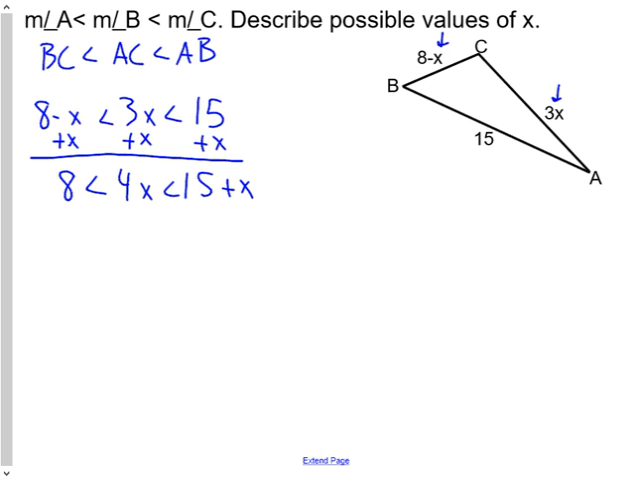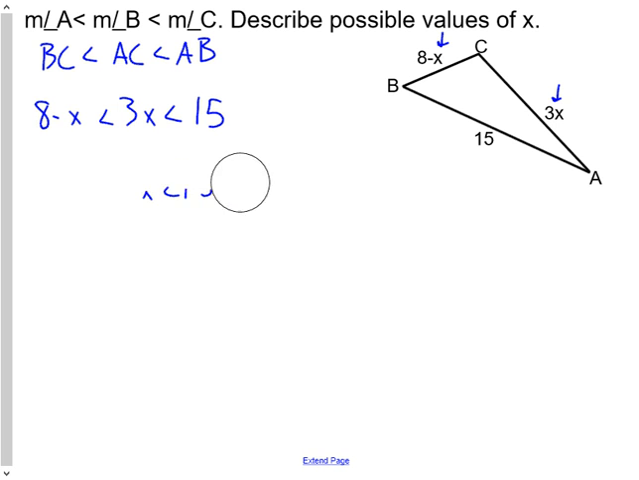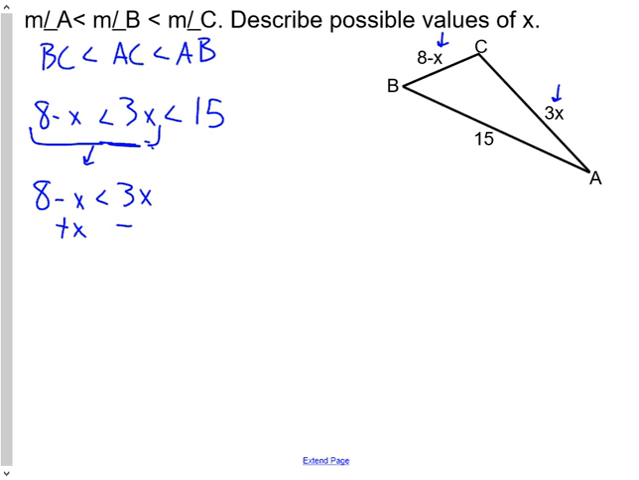We can't get rid of it. It keeps shifting the x to the right or to the left. So what you have to do is we only need this part to be true for one side, right? 8 minus x needs to be smaller than 3x. And we're going to solve this part.